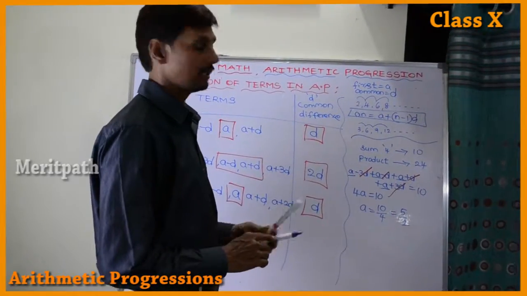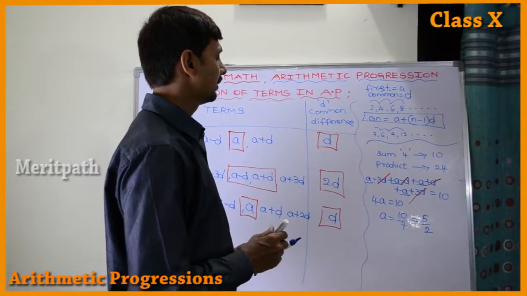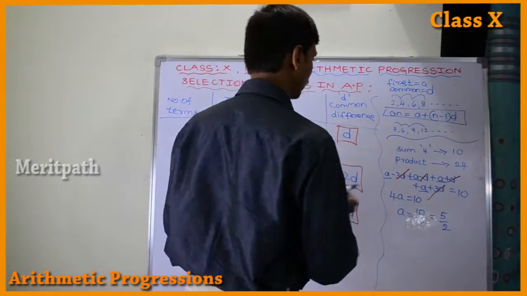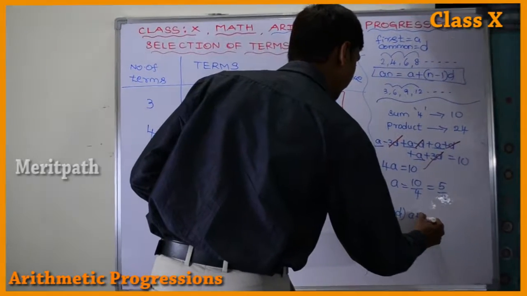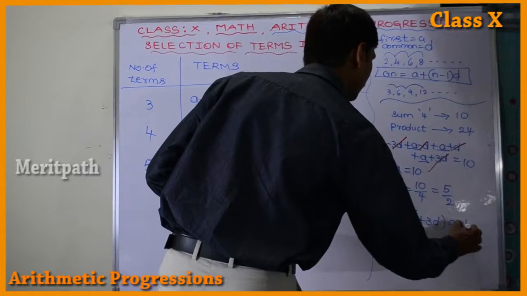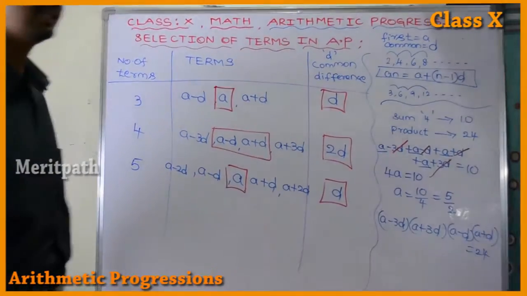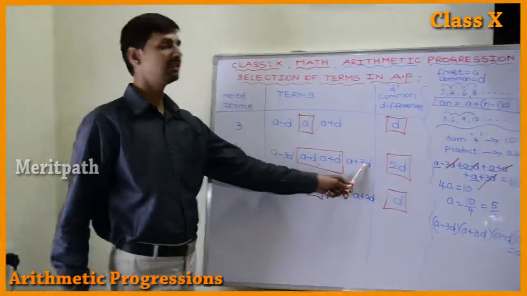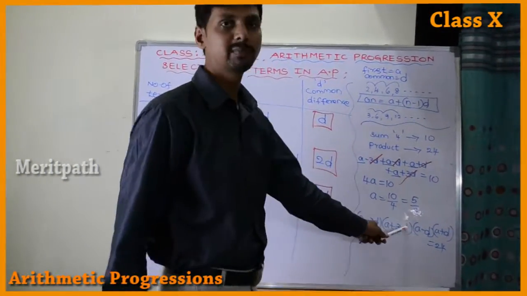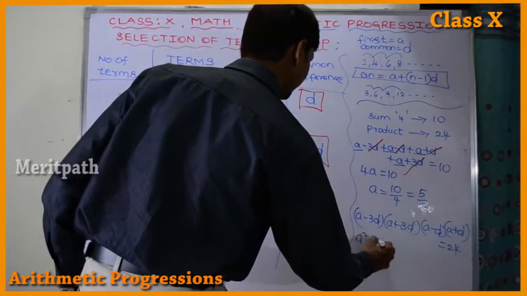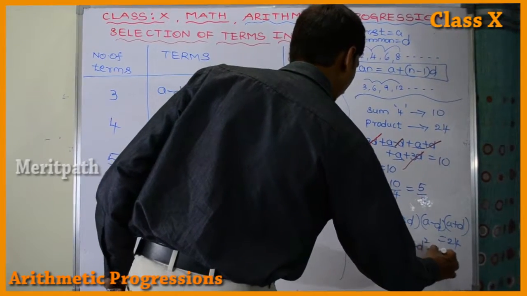We know that if we have a, we need to find d to find the terms. So let us take the product of the 4 terms: a minus 3d into a plus 3d, into a minus d into a plus d, equals 24. Because we have taken these 4 terms in order, each pair is in the form of a minus b into a plus b. So it becomes a square minus 9d square, into a square minus d square, equals 24.